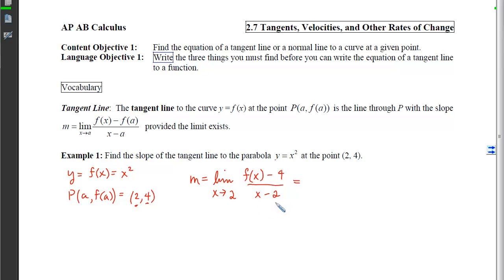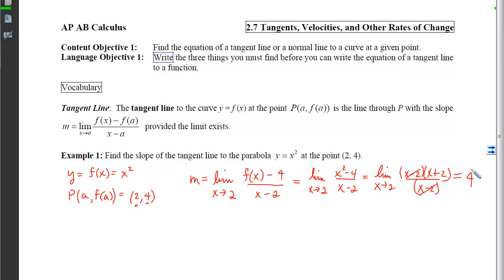In order to fix that problem, we need to somehow create a factor of x minus 2 on the top. To get there, we're going to use the actual function to help us write what f of x equals. If I plug x into f, I get x squared. So I'll have x squared minus 4 on the top and x minus 2 on the bottom. Now I have created something that I can factor: x minus 2 times x plus 2 over x minus 2. We can see that those x minus 2's will cancel.